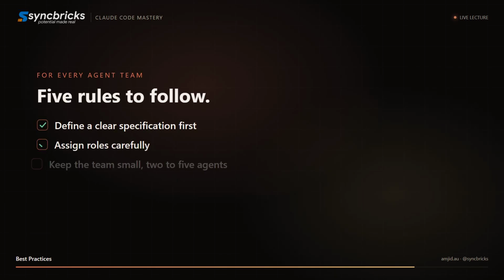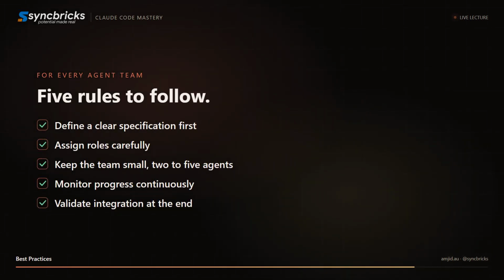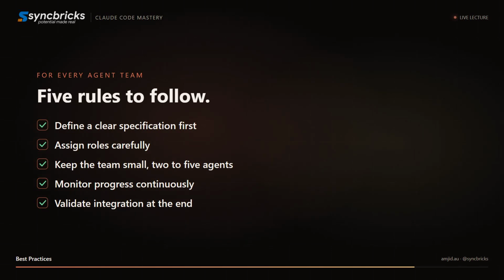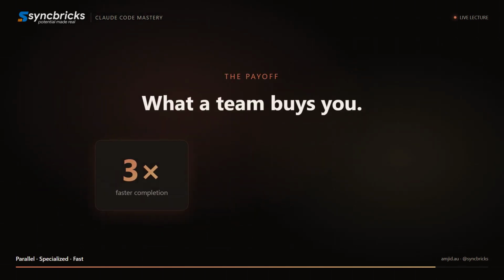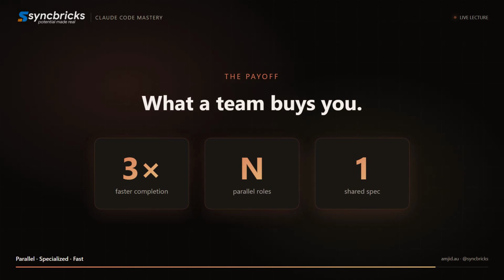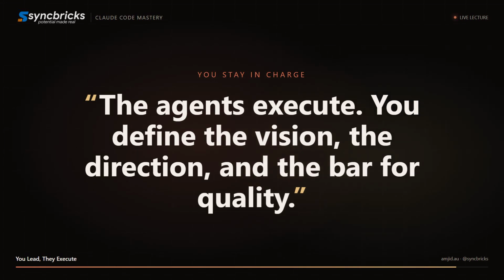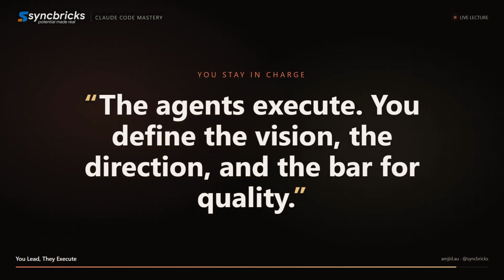Best practices for using agent teams include defining a clear specification before starting, assigning roles carefully, limiting the number of agents to maintain control, monitoring progress continuously, and validating integration at the end. Agent teams can significantly increase productivity by enabling parallel execution and specialization. However, you remain responsible for direction, coordination, and quality control. The agents execute tasks, but you define the vision and ensure everything works together. This approach allows you to scale your work beyond what a single agent can achieve.